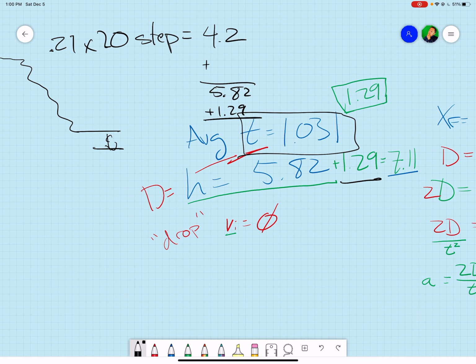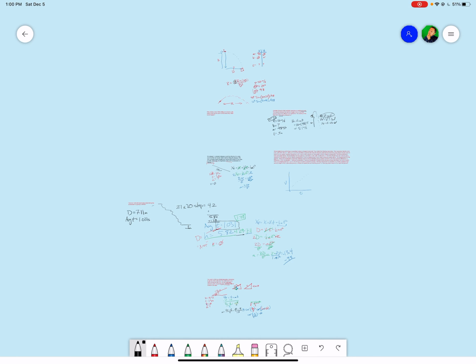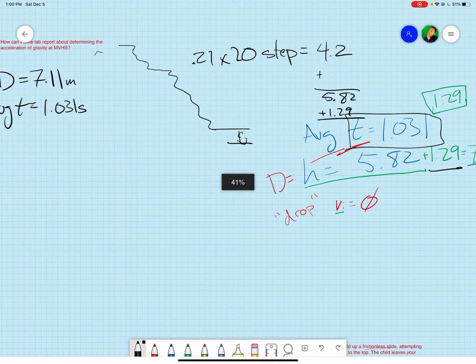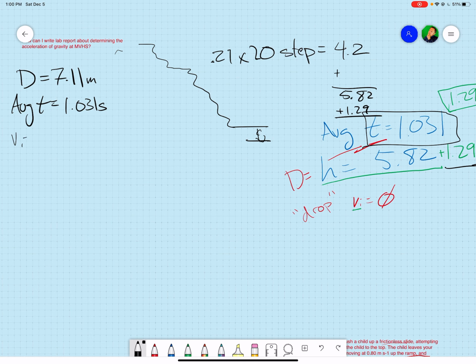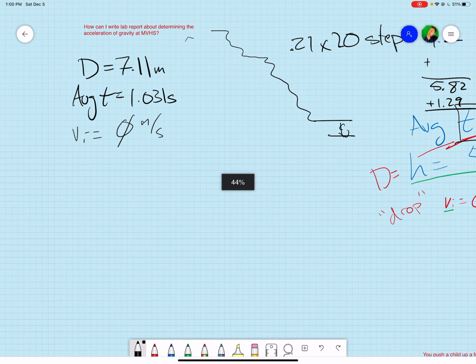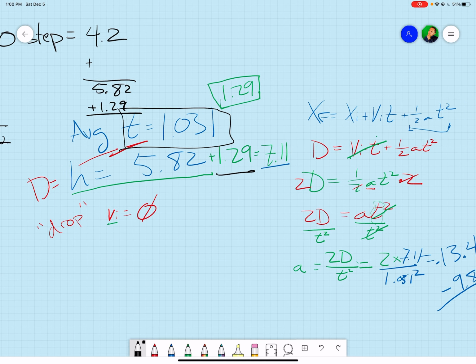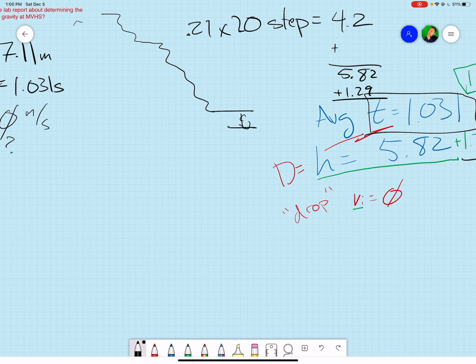And what else do we need? So we were told that it was going to be dropped, and so if we know something's being dropped, we can say that the initial velocity, Vi, is equal to 0 meters per second, and that's helpful. Okay, and we needed to figure out acceleration because we wanted to compare it to 9.8. So a is what we're looking for, and we want to compare it to negative 9.8 that the textbook gives you. So we looked at the formulas, and we figured that the best formula for us to use was d equals vi t plus 1/2 a t squared.